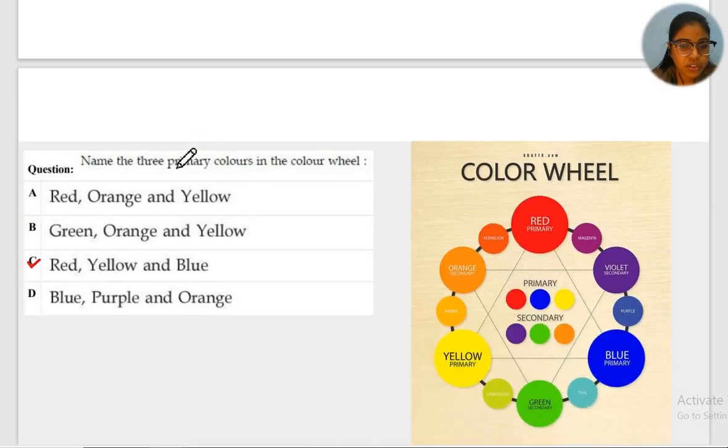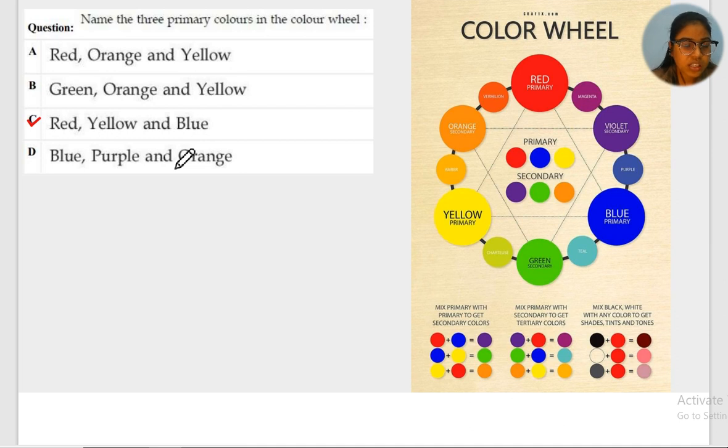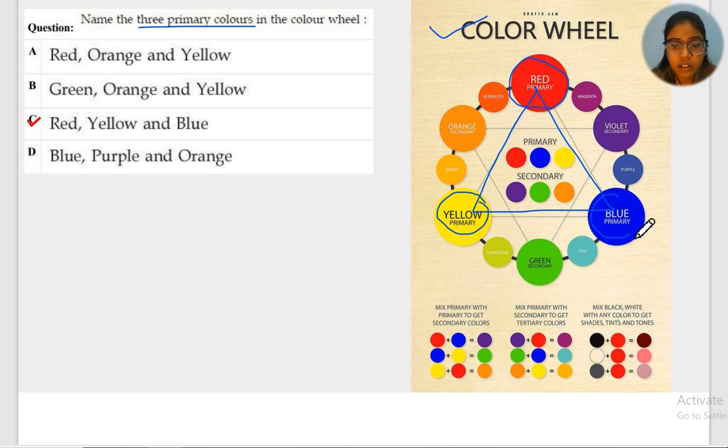Now, moving on to the next question. The question is asking: name the three primary colors in the color wheel. As you can see here, I have added the image of the color wheel. So how do we lay the primary, secondary, and tertiary colors on the color wheel? Suppose this is your triangle. In every vertex of the triangle you place a primary color. So start with red, yellow, and blue. These three are your primary colors.